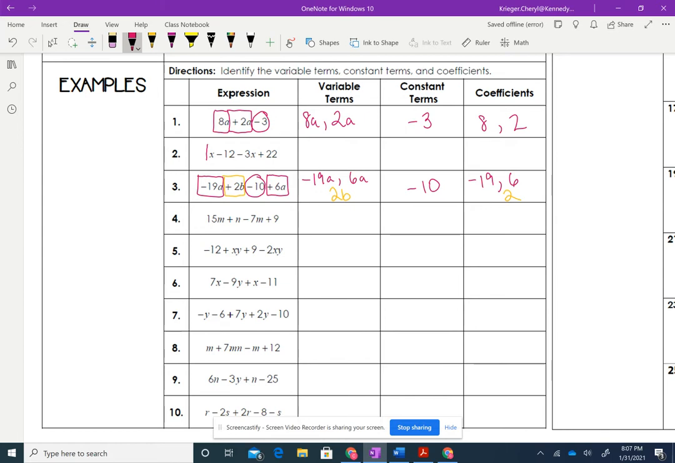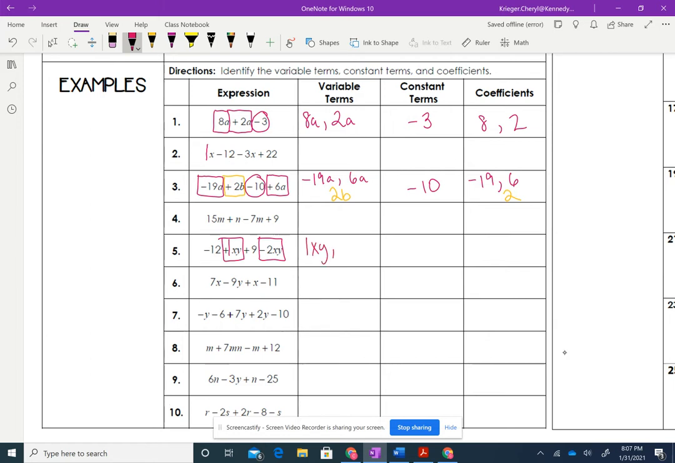Okay, so hopefully you're getting the hang of these. They throw extra variables in there to try to make it scary, but don't be scared. Number 5, we have positive 1xy, right? If there's nothing in front of the variable, put a 1. And negative 2xy. Okay, so those are my variable terms.